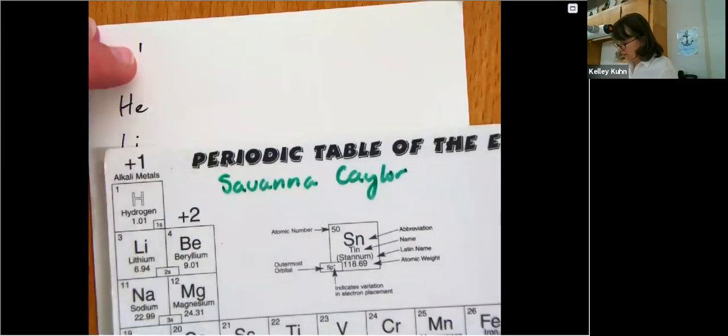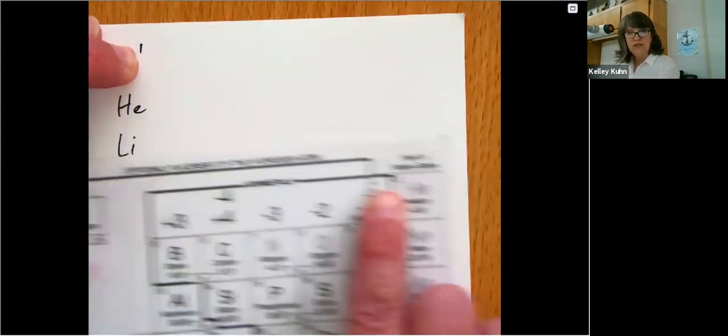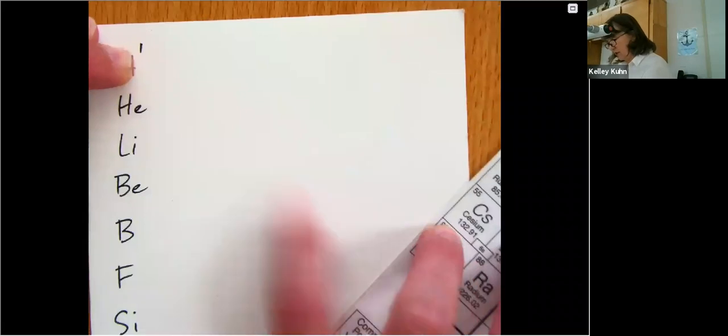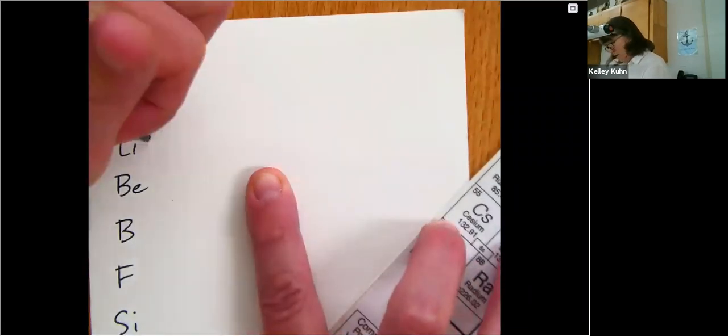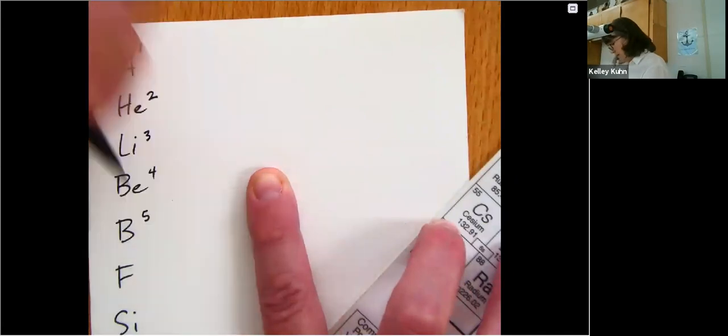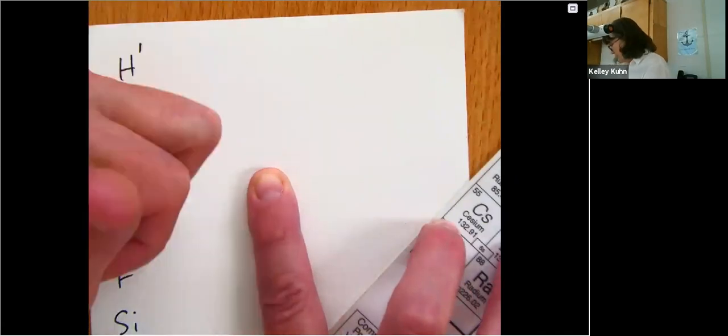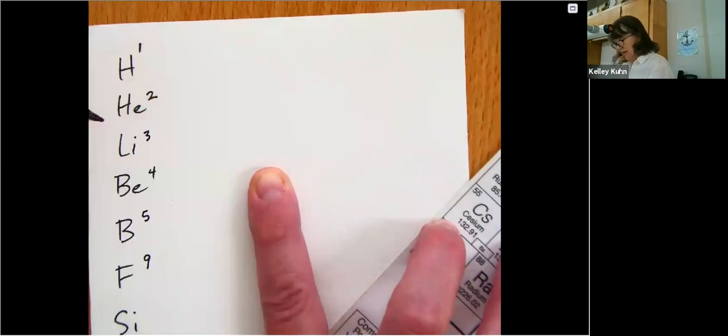Let's go ahead and get our other ones. Helium is our second smallest. It has 2. Lithium has 3. Beryllium has 4. Boron has 5. And then we jump up to fluorine, which has an atomic number of 9, so 9 electrons.